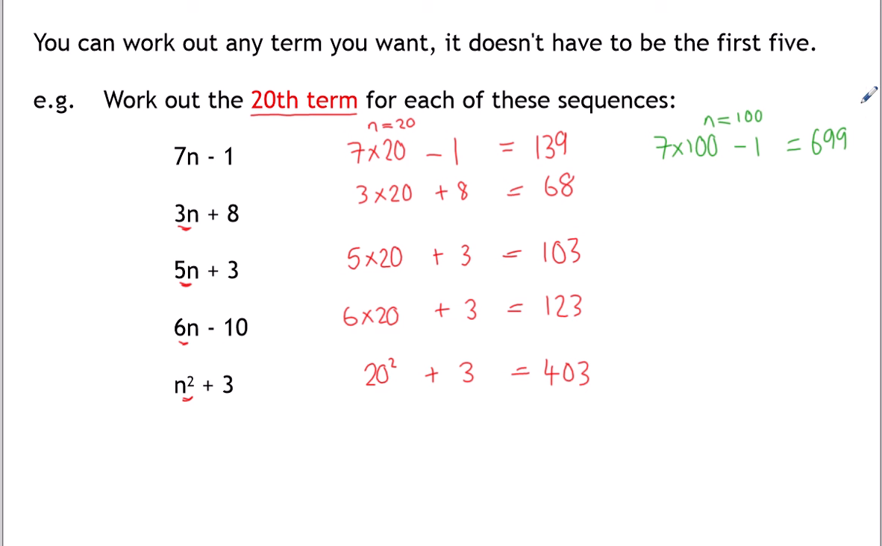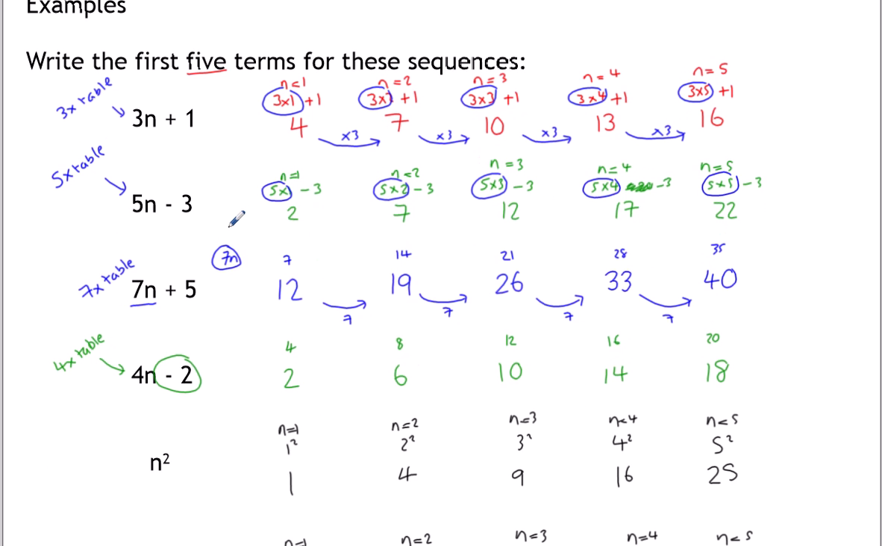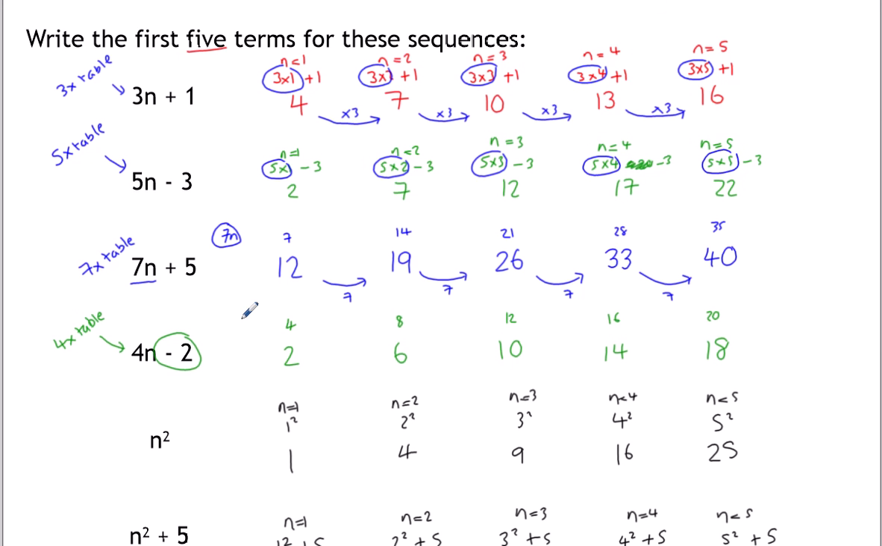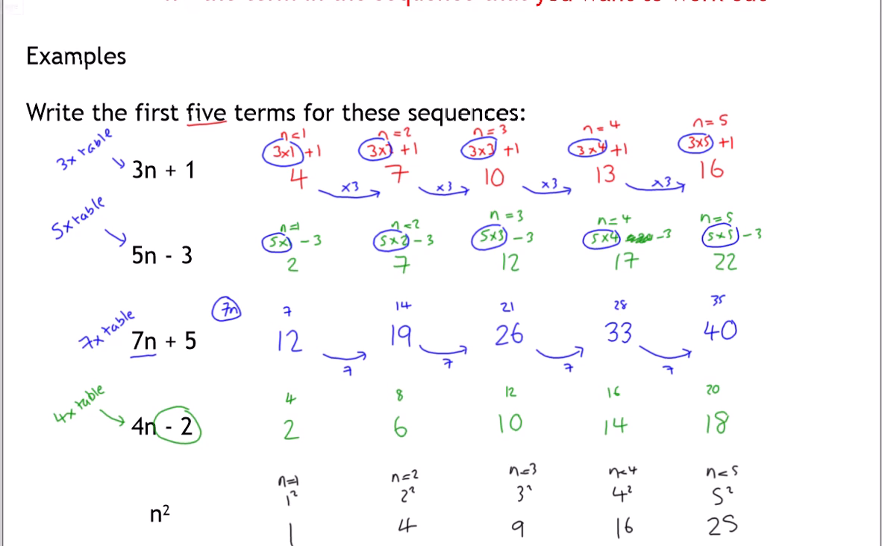Okay? But if you want to do the first 5 numbers, then you've got to start from 1 and go up to 5. Okay, and sometimes if it's a 3n or a 5n, one like that, you can just use your times tables to do it, and it's a little bit quicker. When you get squared ones, you have to do your square numbers, 1 squared, 2 squared, times by itself.